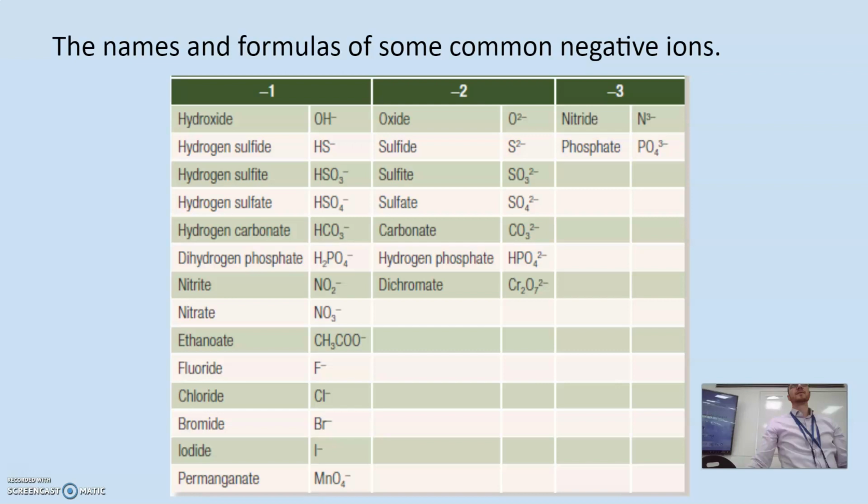Same thing with nitrate. Nitrate, NO3 minus. Nitrite, NO2 minus. Some slightly less common ones that I would expect you to know: permanganate, MnO4 minus, and dichromate, Cr2O7, 2 minus. Polyatomic ions, we said that, are made up of more than one atom.